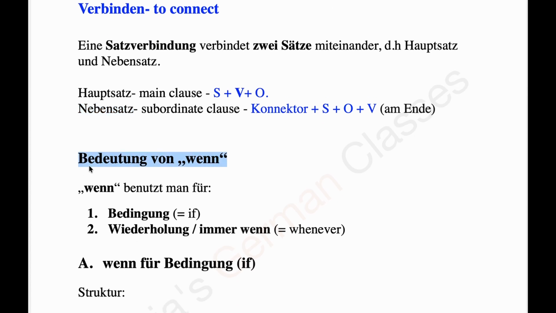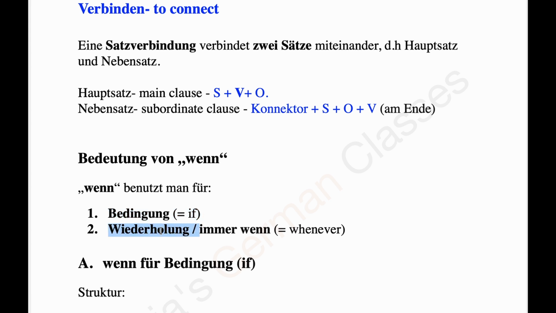Bedeutung von wenn. Bedeutung is meaning of the connector wenn. So wenn benutzt man für Bedingung oder Wiederholung. So there are two meanings of wenn. The first meaning is Bedingung. Bedingung means condition. Okay. So wenn is used either for conditional sentences or for Wiederholung.